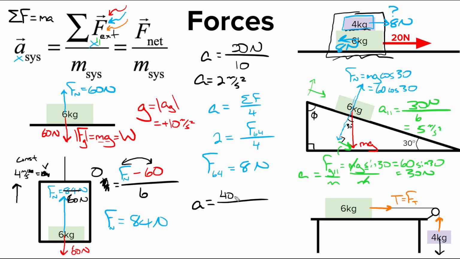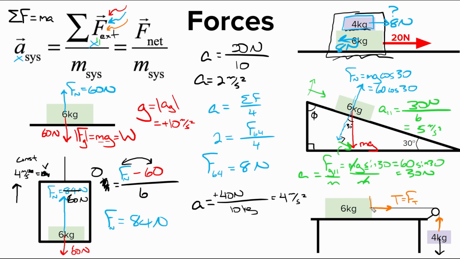So 4 times 10 is 40 newtons straight down. I'm going to treat the direction of motion as positive. Minus nothing. There's no other forces slowing it down or speeding it up that are external. Divided by the mass. Which mass? The total mass. I'm treating this as one big mass, so I treat it as 10 kilograms, and I get the acceleration of 4 meters per second squared. Now I can find the tension.